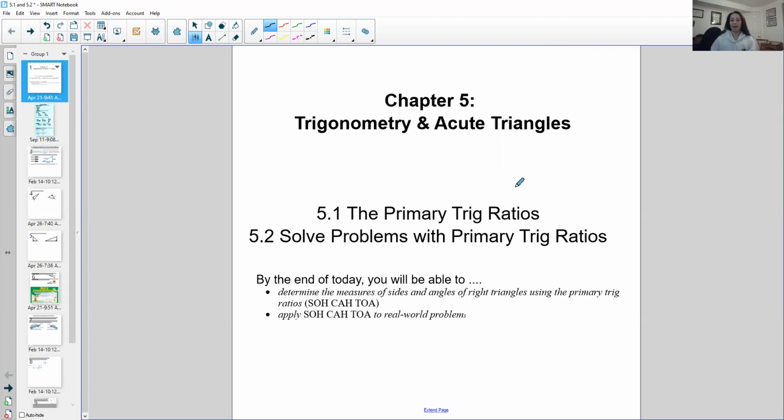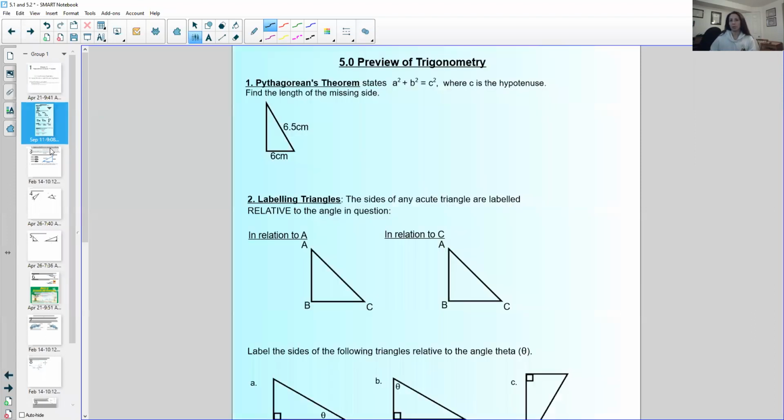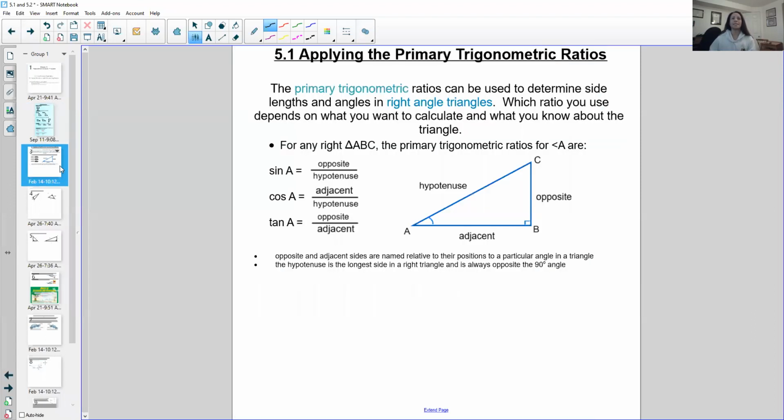Today we're just looking at actually using our primary trig ratios for trigonometry. If this is your first video, please go back and make sure you're watching the review of trigonometry. Okay, so we had a little bit of a review in our other file. Please go back and see it. Today we're actually going to be using these.